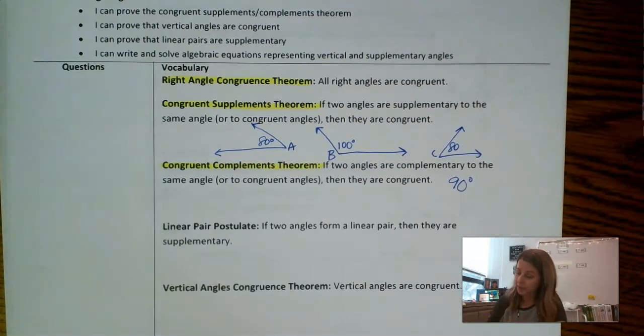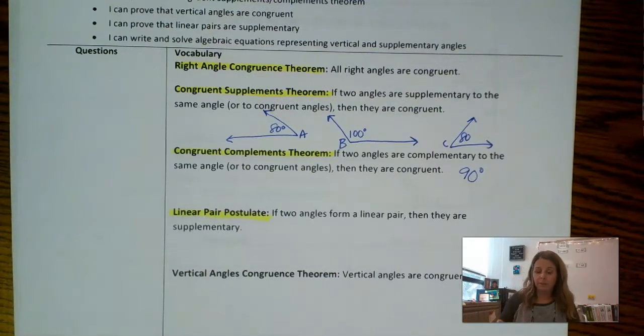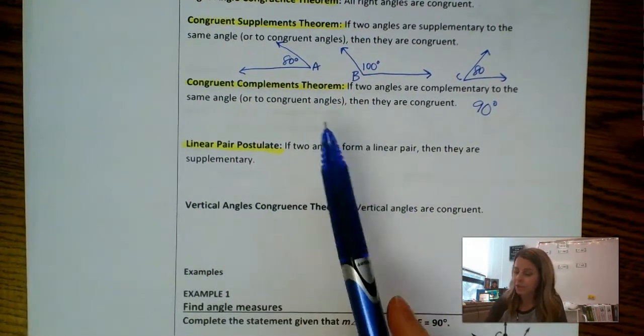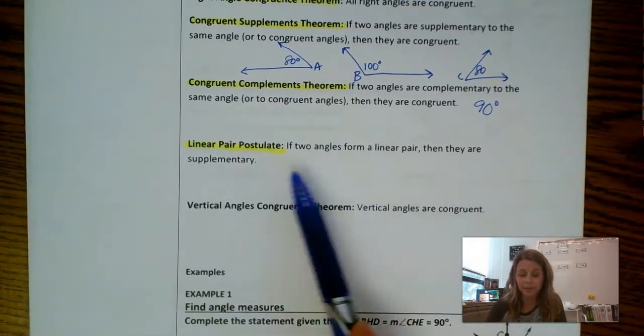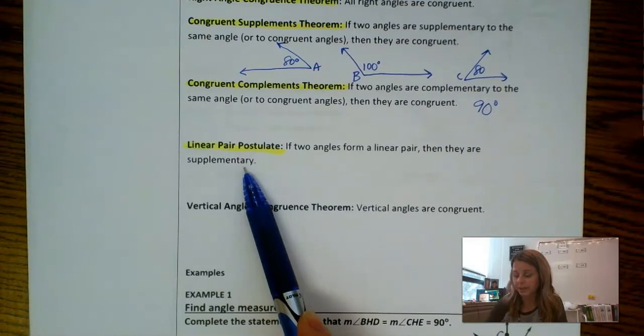Okay, linear pair postulate. And we've already talked about this one actually, but it is a postulate. If two angles form a linear pair, then they are supplementary. Okay, so we talked about that earlier. It's a little bit more basic than, say, a theorem.